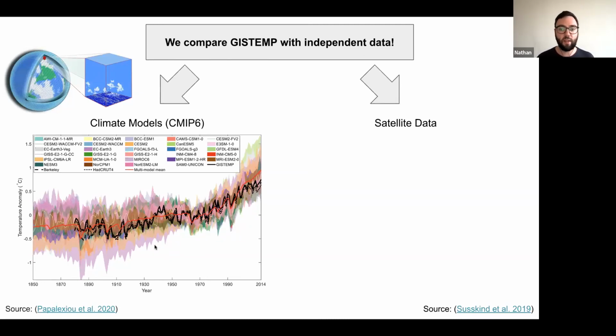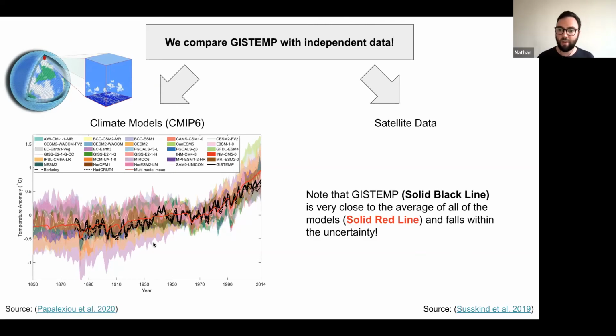And so kind of restating this, I wrote this out so you can read it if you're more of a textual learner like I am. Note that GISS temp, as shown by the solid black line, is very close to the average of all of the models, the solid red line, and it also falls within the uncertainty, meaning all of these envelopes around show the different spread from different uncertainties in the different models. But GISS temp and what we've observed really falls within.